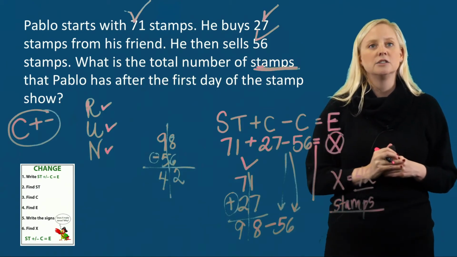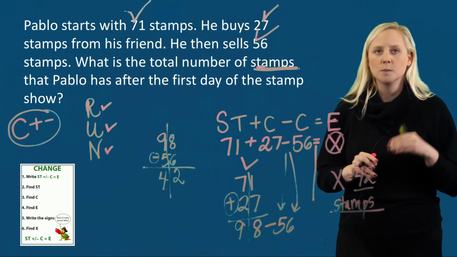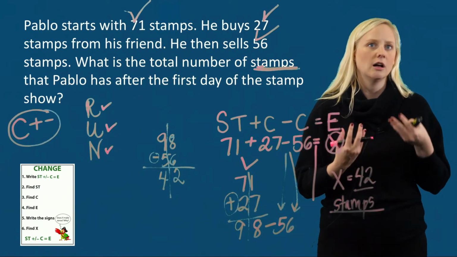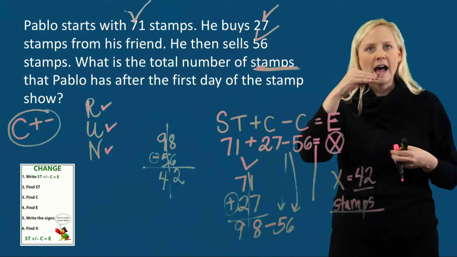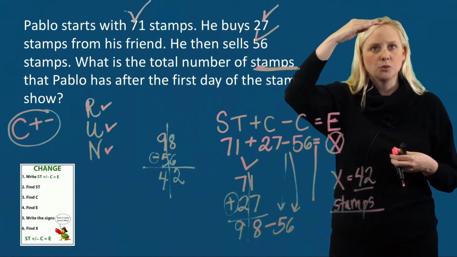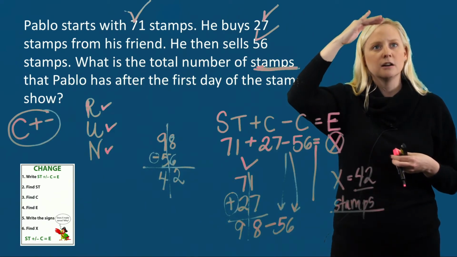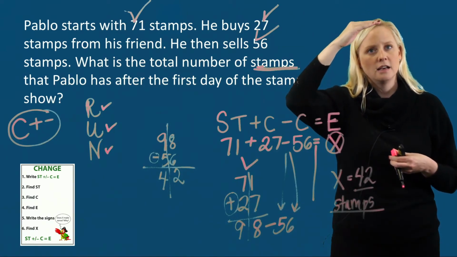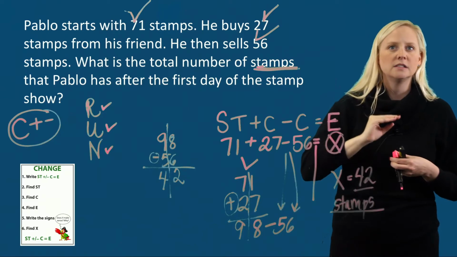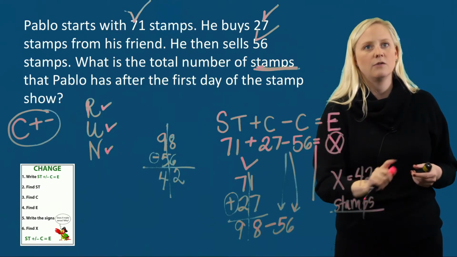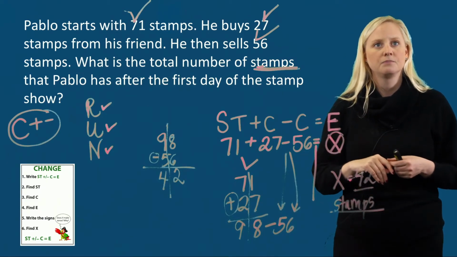Now the last thing I need to do is check to make sure my answer makes sense. When we have a double change problem, we just like to talk about it with students. So if we had 71 and we added 27, it would make sense that our number would increase, that we would have 98. And then if we subtracted 56, it would then make sense that we had 42. So our answer makes sense.